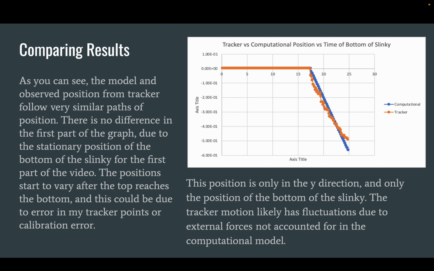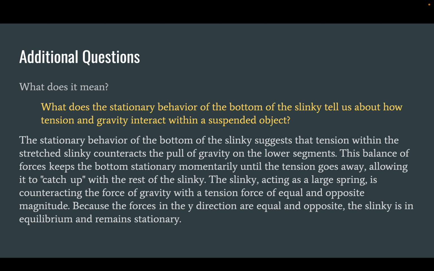The positions only start to vary after this point, likely due to error in my Tracker points or a calibration error. I also would like to point out what this graph is showing, which is only the position in the y direction and only the position of the bottom of the slinky. Our Tracker position also likely has fluctuations due to external forces not accounted for in our computational model, but in real life. Now for additional questions.